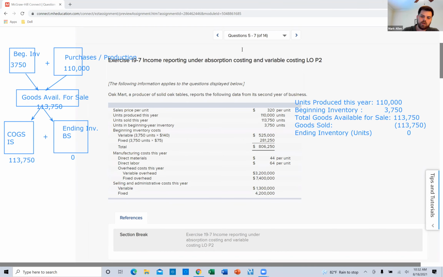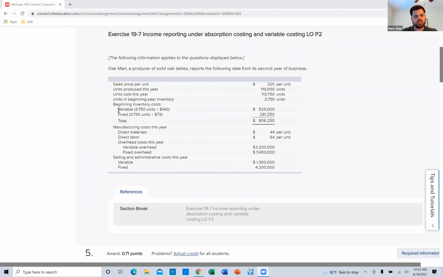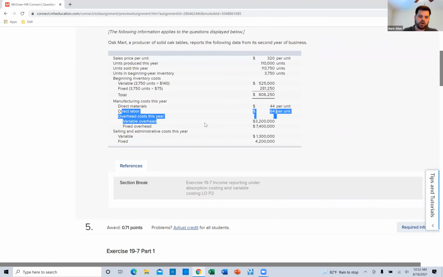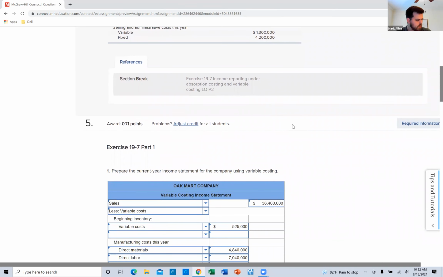Very good. So with that, I'm going to go ahead and clear all this, and we're going to continue down. We then see we've got some information about our beginning inventory. We've got some variable and fixed. We've got our current year costs. We've got our fixed overhead, our variable overhead, and then of course our fixed and variable selling and admin. So in this case, we're going to be starting off with a variable costing income statement here in number 5 with this information. Then in number 6, of course, we'll be switching that over to absorption costing. And then in number 7, we'll be doing a comparison. So that's kind of the remaining portion of this video, those 3 things.